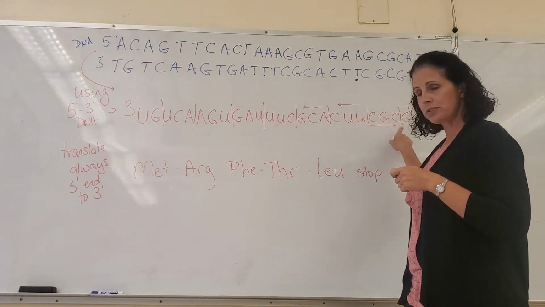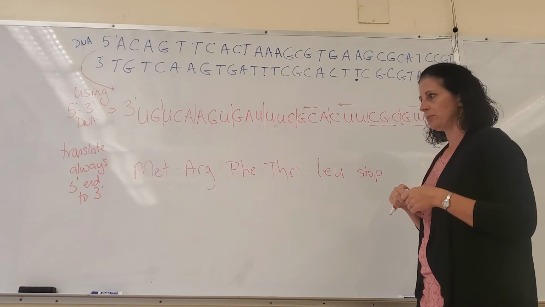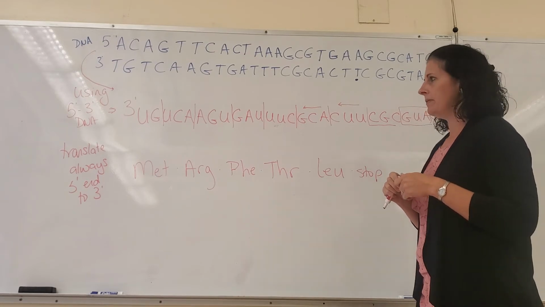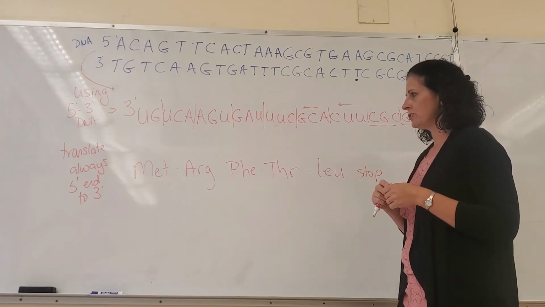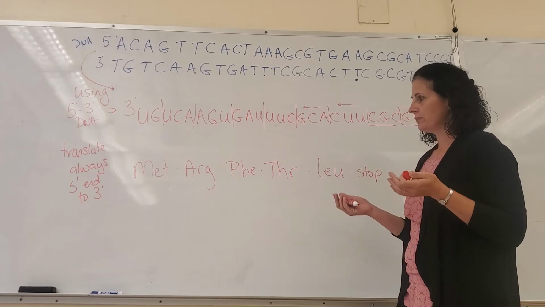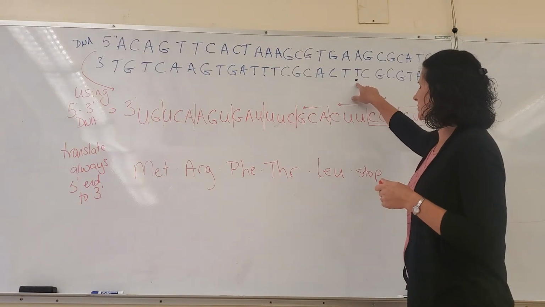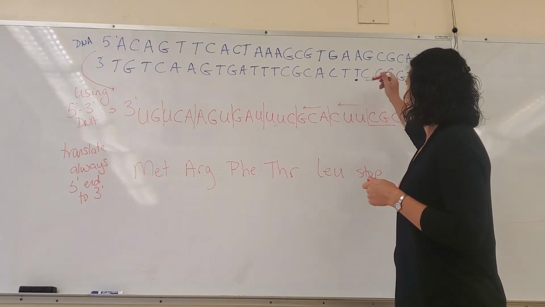Then you find the first AUG sequence and go from there to come up with those codons. And then I want to show you just one more thing, and that's with the mutations. So there are lots of different types of mutations. The one that I'm going to show you is just a base substitution. And what I'm going to do is change this thymine here to a guanine.